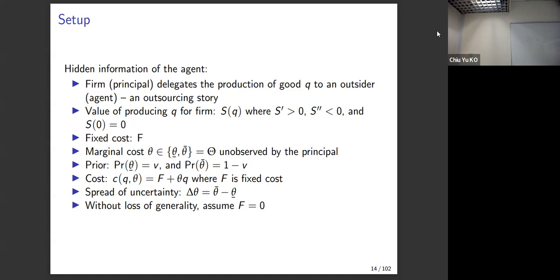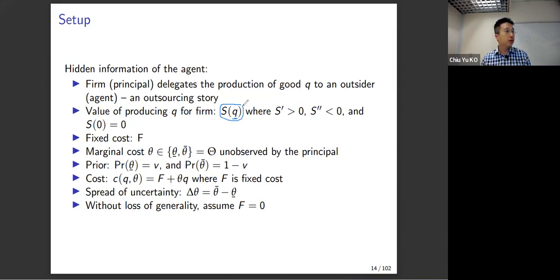So look at the payoff for the principal, okay? To produce Q units, the surplus the firm would get is S of Q, okay? Normalized, if you produce nothing, it is 0, okay? And we assume that with higher quantity, you get more surplus, okay? And this is increasing at a decreasing rate, right?